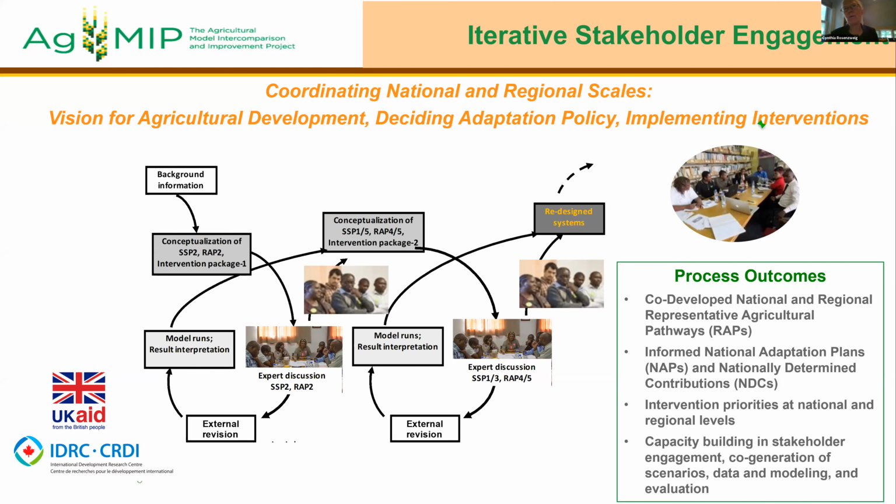And finally, in this process, we certainly have the goal to build capacity within countries for these processes: stakeholder engagement, co-generation of scenarios, the data and models, the nuts and bolts of creating the evidence base, and then evaluation of project processes and intervention processes. So that's the orange part of the circle, a key part of the framing: iterative stakeholder engagement.